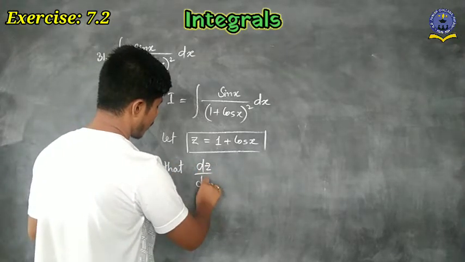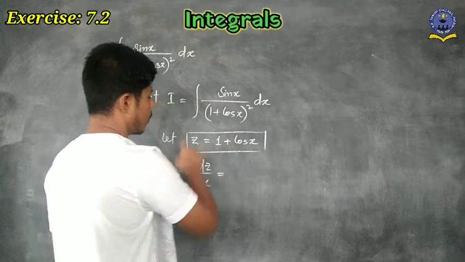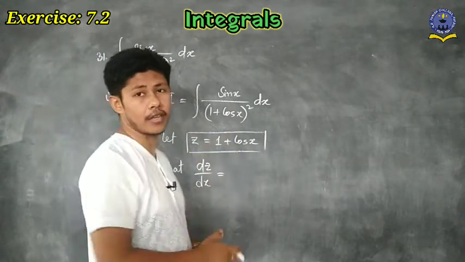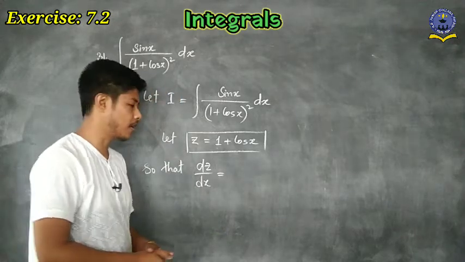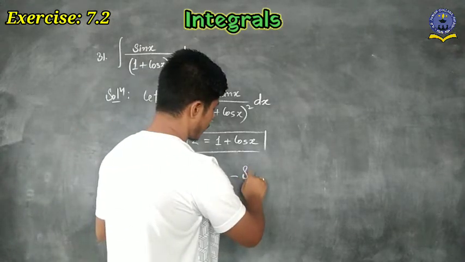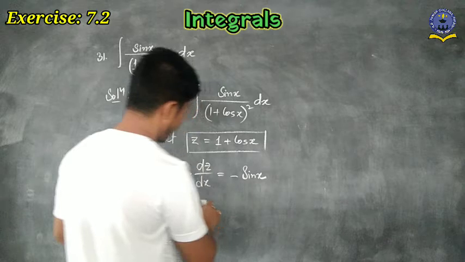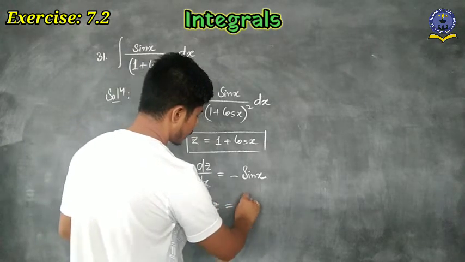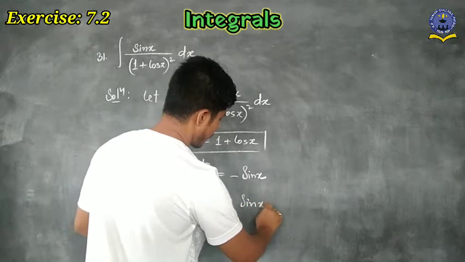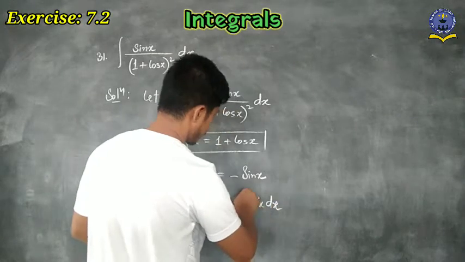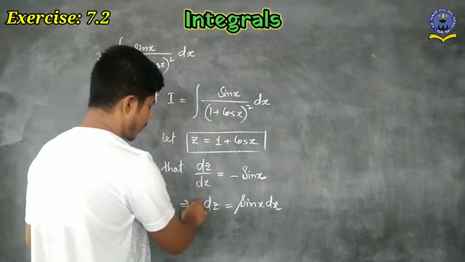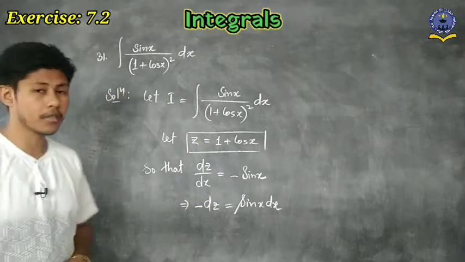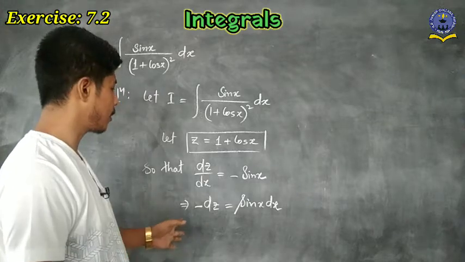So we write dz by dx equals d/dx of 1, a constant term, which is 0, isn't it? And d/dx of cos x means minus sin x. So dz by dx is minus sin x. Now if we arrange this result, we write minus dz equals sin x dx. Is it clear? So minus dz equals sin x dx. I think all of you understood this. So easily we can substitute in this way.